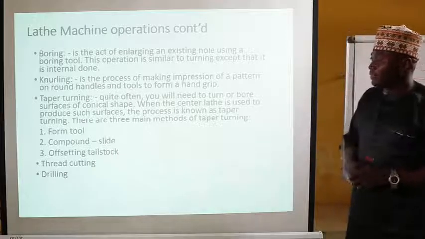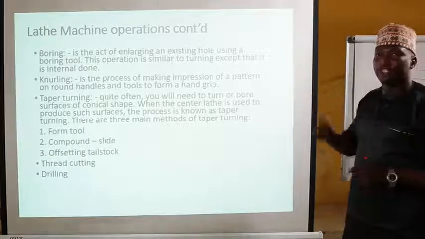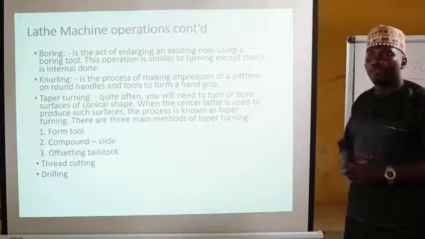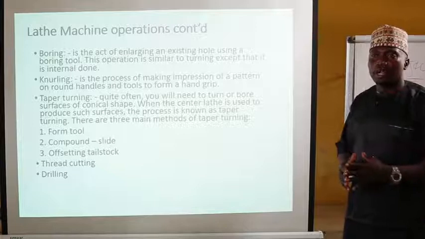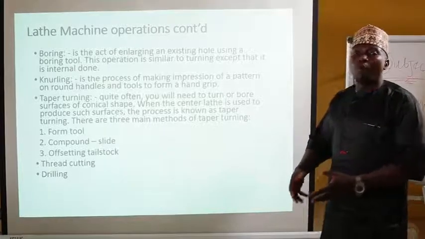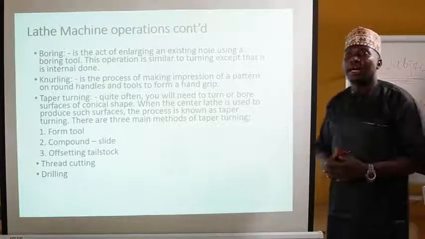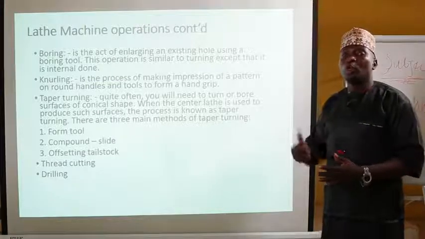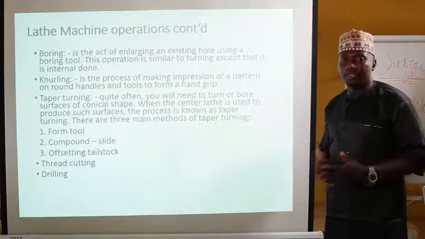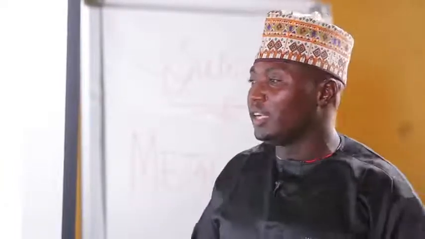The next one is offsetting the tailstock. Like I said on the sketch, at the right-hand side of the lathe machine, there is a part that is referred to as the tailstock. Now, the tailstock can also be offset, and this operation is mainly for longer workpieces. It is not suitable for turning a short conical workpiece; rather, you do this operation on a very long workpiece on the lathe machine, just by setting off the tailstock.